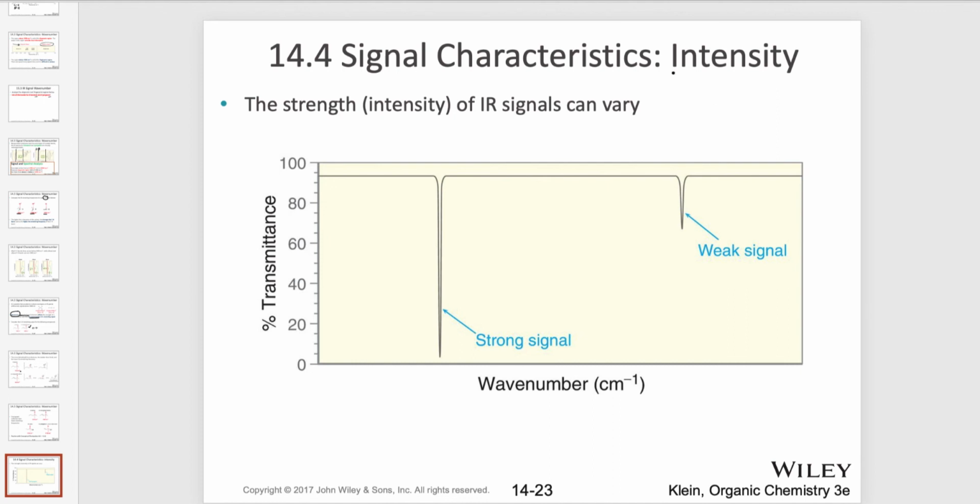Okay, intensity, fairly straightforward. This is considered a strong intensity. Transmittance goes sometimes all the way down, and here we have a weaker signal, right? So it doesn't go as far down.